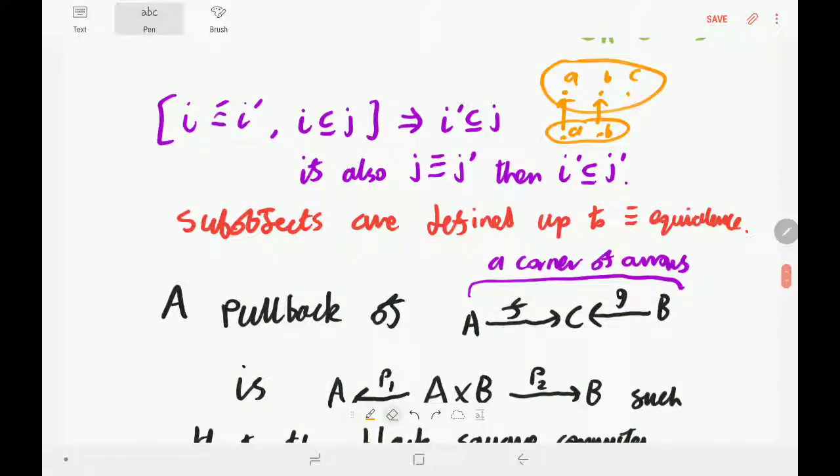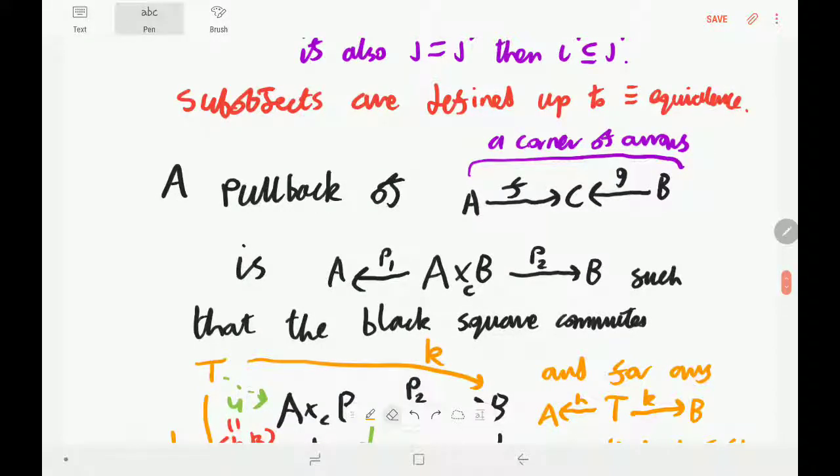Now, the next thing we want to define is a pullback. When we have a couple of arrows F and G, which are both coming into an object C, we call that a corner of arrows. So here's a corner of arrows: an arrow F from A to C and an arrow G from B to C.